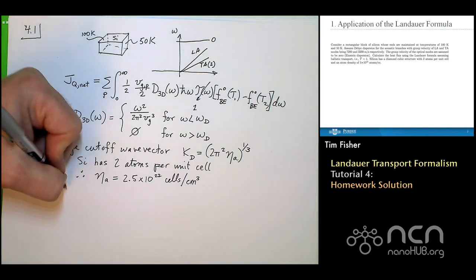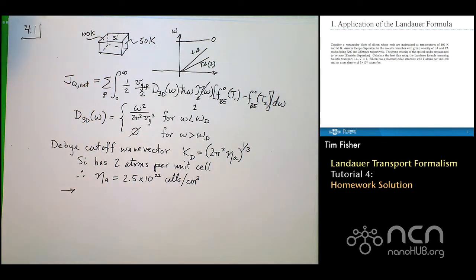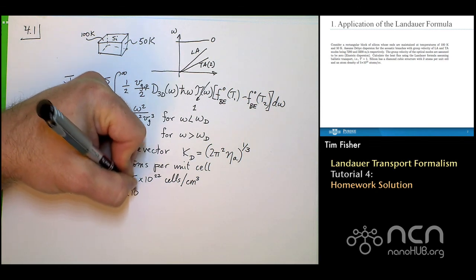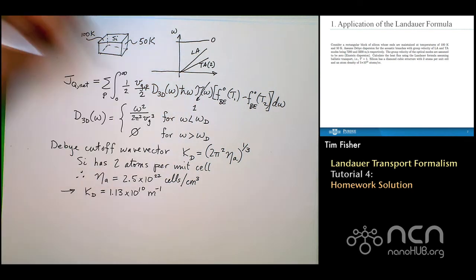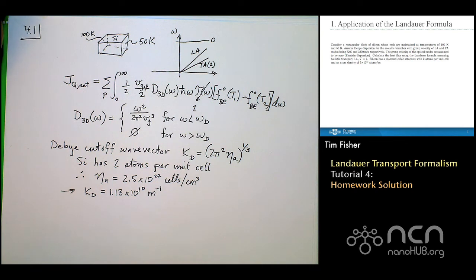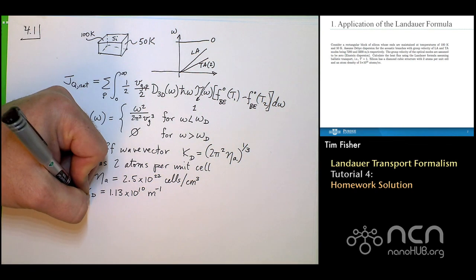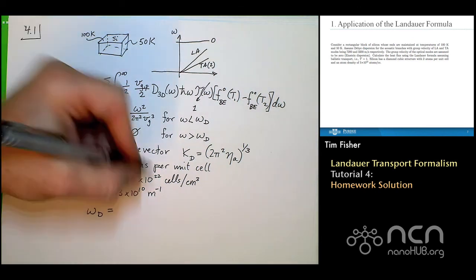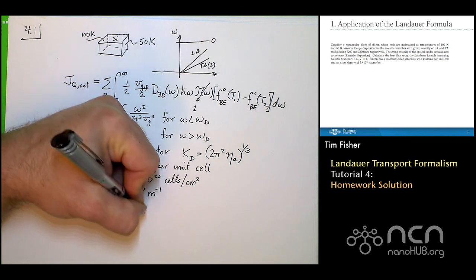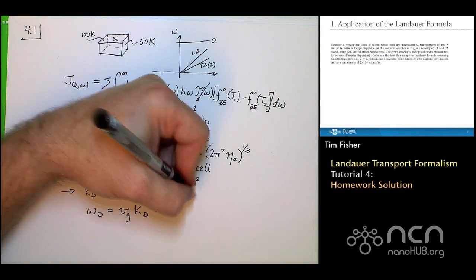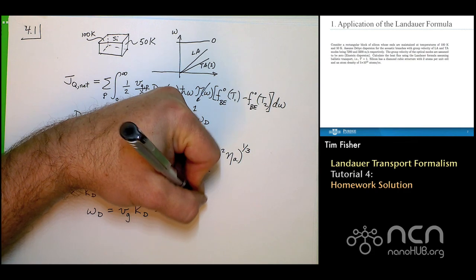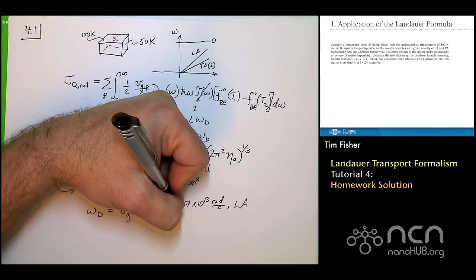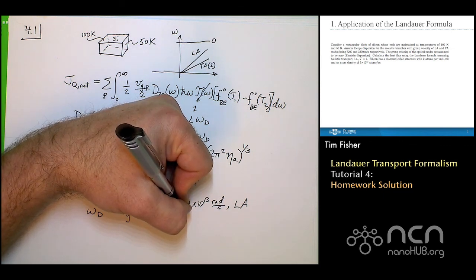Okay, so then we find from this, just plugging that unit cell density into the expression for the Debye cutoff wave vector, we find that KD equals 1.13 times 10 to the 10th, and we'll express that in per meter, so we did some unit conversion. And then from that we have to calculate the cutoff frequency, and so we'll have a couple of different ones. So omega D, the Debye cutoff frequency, equals the group velocity times the cutoff wave vector, and so this will be 8.17 times 10 to the 13th radians per second. That's for the LA mode, the longitudinal acoustic mode, and it'll be something less for the transverse modes. There are two of those.